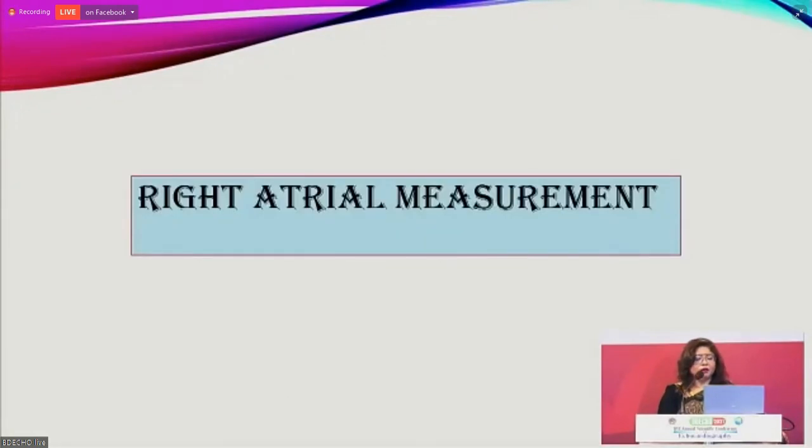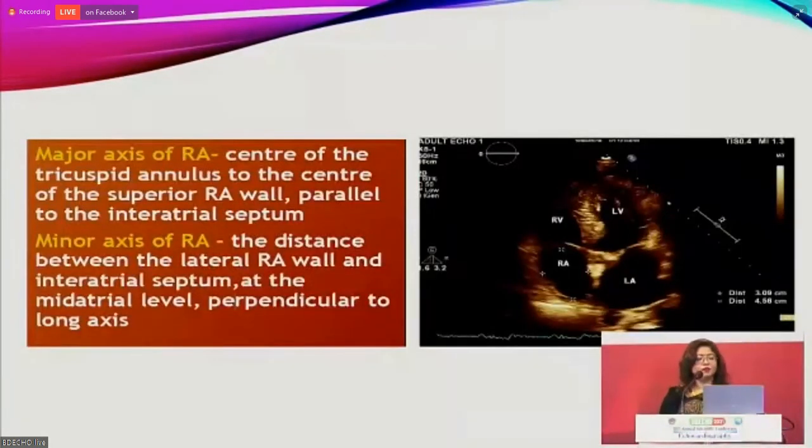So first comes the right atrial measurement. It is measured in the major axis and minor axis. The major axis is from the center of the tricuspid annulus to the center of the superior RA wall. It is parallel to the interatrial septum. And the minor axis is the distance between the lateral RA wall and the interatrial septum at the mid-atrial level. It is perpendicular to the long axis.